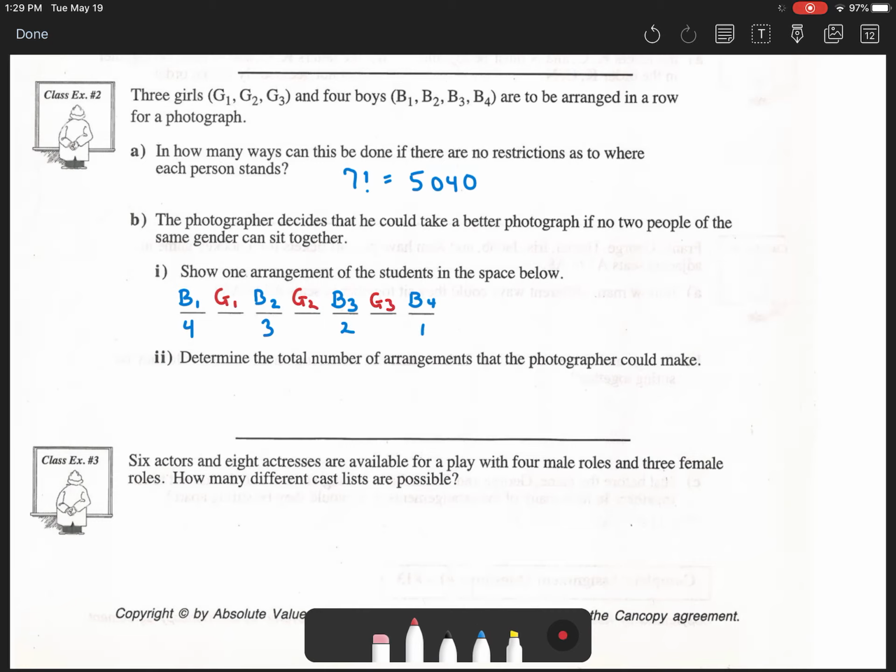With the girls, I would have 3 options for this space, 2 options for that space, and then 1 option for that space. So the boys would be 4 times 3 times 2 times 1. That's 4 factorial. The girls, 3 options times 2 options times 1 option, that's 3 factorial. So you take these 2 calculations and you're just multiplying. Everything in this question is multiplication. There is no adding or subtracting. So it's 4 factorial times 3 factorial, which is going to be 144 as a total calculation.